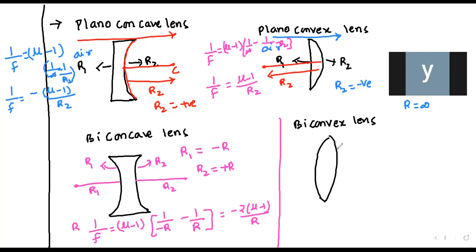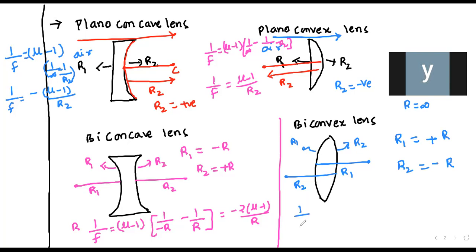For the biconvex lens, this is R1 and this is R2, and this is R. So here also the same thing: R1 is equal to R and R2 is also R. But according to sign convention, R1 we are measuring towards the right, that is along the direction of the incident light. So R1 equal to plus R. And R2, we are measuring the radius opposite to the direction of incident light. So R2 will be minus R.